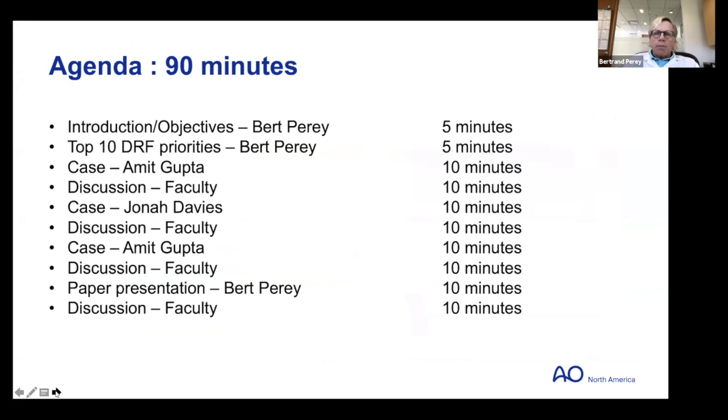The agenda tonight will cover about 90 minutes. We're hopeful to not be a minute over. If we're shorter, all the best. I'm going to go over some objectives for 5 minutes, give you a top 10 priority things in wrist fractures that may be beneficial, and we'll open the panel for discussion during the cases. We will then essentially cover 3 cases over an hour between Dr. Gupta and Davies. If we have time, I'll have a short paper presentation on some recent evidence-based medicine, and then we will wrap up.